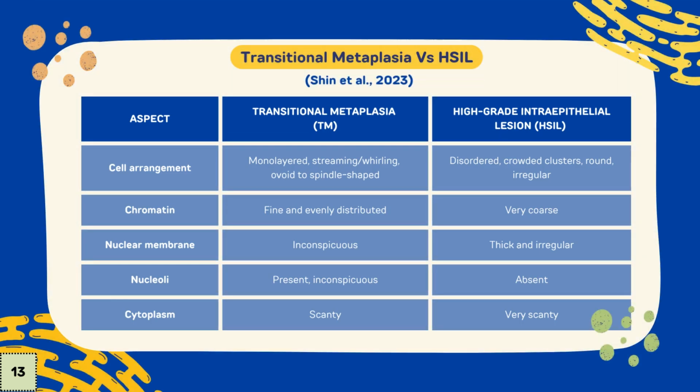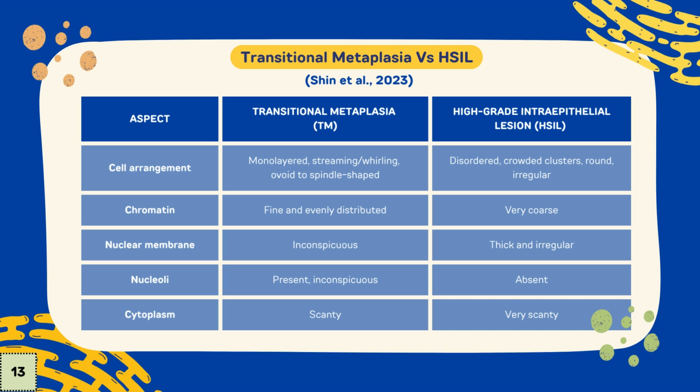Let's compare transitional metaplasia and HSIL side by side to understand how to differentiate them in cytology. First, in terms of cell arrangement, TM shows a monolayer sheet with a trimming or railing pattern, and the cells are often ovoid to spindle shape. HSIL, on the other hand, appears as a disordered and crowded cluster with round or irregular cell shape.